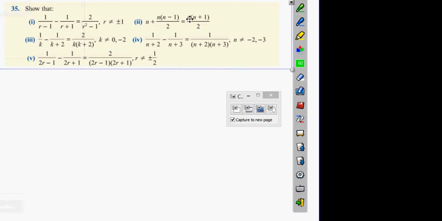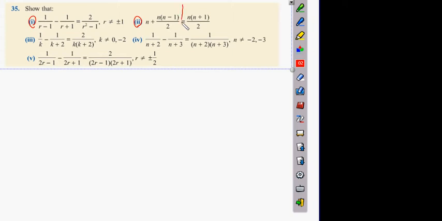So, question 35, parts 1 and 2. Okay. So, what we have here is question 1. Sorry, was it part 1 I'm doing or part 2? Part 2, sorry, part 2. Okay. n plus n times (n minus 1) over 2 equals n into (n plus 1) all over 2.